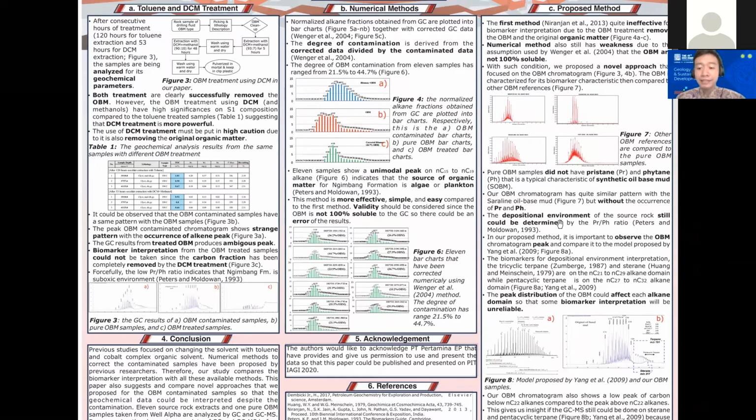So in our proposed method, it is important to observe the OBM chromatogram peak and compare it to the model proposed by Yang et al. 2009. The biomarkers that are very powerful for depositional interpretations, such as the tricyclic terpane and the sterane, are on the NC21 to NC29 alkane domain here. While the most powerful pentacyclic terpane, which has a wide variety of interpretations, is on the C27 to NC32 alkane domain. The peak distribution of the OBM could affect each alkane domain so that some biomarker interpretation would be unreliable.